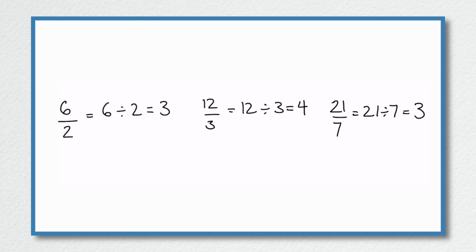So we've written improper fractions as whole numbers where the numerator is exactly divisible by the denominator. But what happens if we have, for example, 3 over 2, or 3 halves? How can we write this? The problem is that 3 is not exactly divisible by 2.